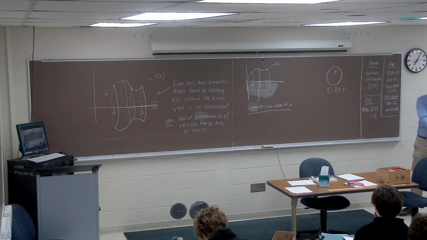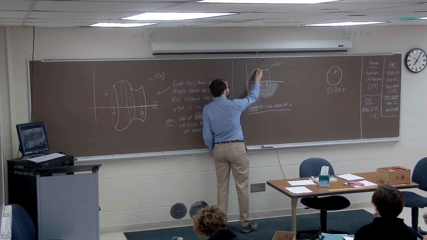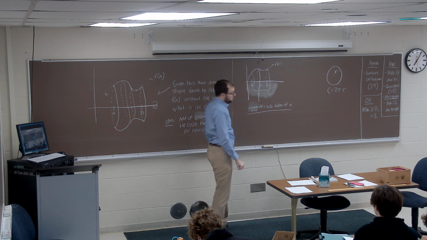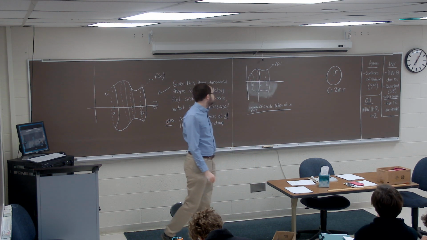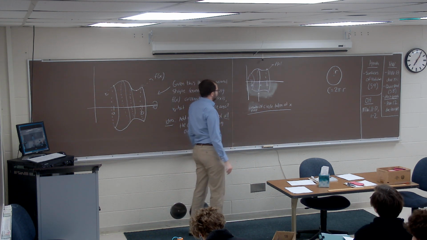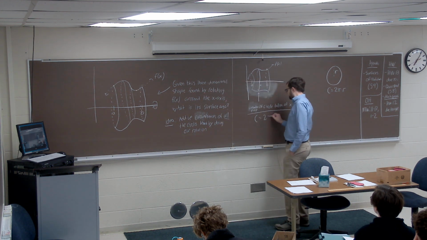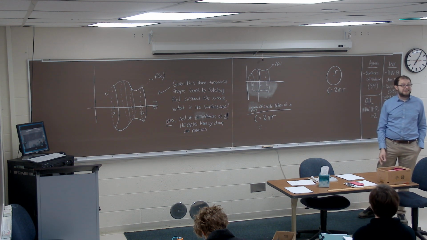And Kate, you mentioned 2 pi earlier. Here's where I think that 2 pi might come into play. So if we look at this circle right here, the circle taken by, we're taking f of x at some point x, and we're rotating around the x-axis 360 degrees, or 2 pi radians. What's going to be the radius of that circle? Okay. f of x. Yeah.